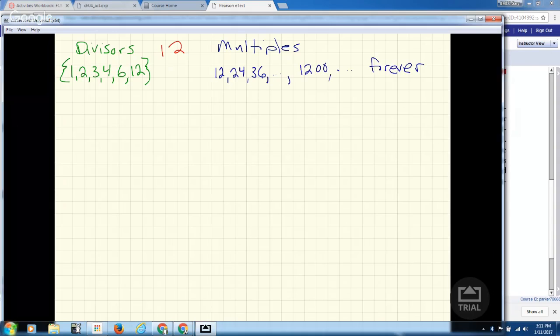All right, so the multiples form a set too. And that set, unfortunately, or fortunately, I don't know, depending on your point of view, is infinitely long. It just goes on forever and ever and ever. So there's lots of multiples. Notice the multiples of a number are greater than or equal to the number in question. The divisors, on the other hand, are less than or equal to the number in question.